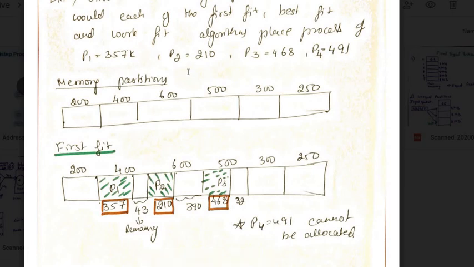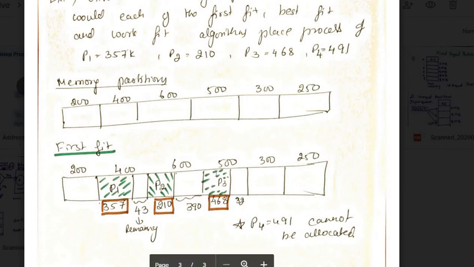Okay. Next P2 is 210. So can I allocate 200? No. 400 is already allocated. Remaining is 43, which we cannot allocate. Next we will see 600. Yes, we can allocate it. So 210 will be allocated. The remaining will be 390, which is the unused memory partition.